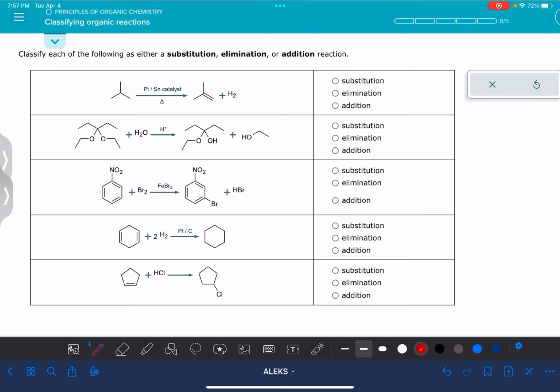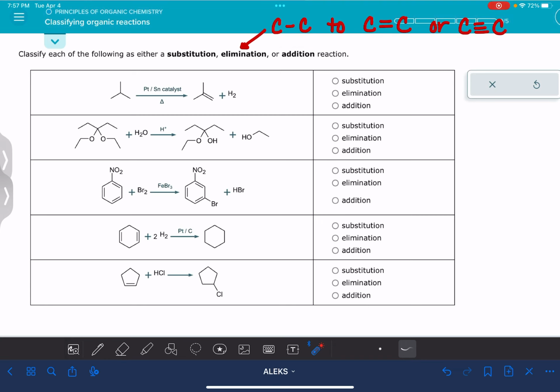So for starters, let's talk about elimination reactions. Elimination reactions are ones where we convert a carbon-carbon single bond into a carbon-carbon double bond or triple bond. We're doing that by eliminating some of the atoms from the molecule, so that's where the name comes from. But basically what you're looking for is a single bond being converted into a double bond or a triple bond.